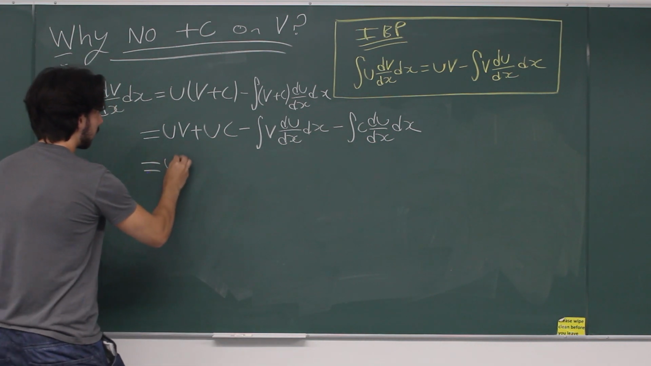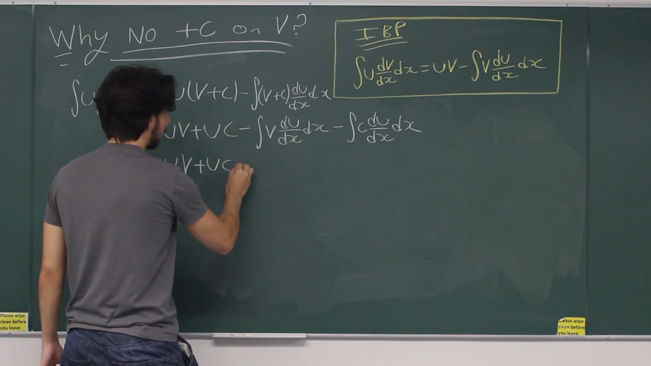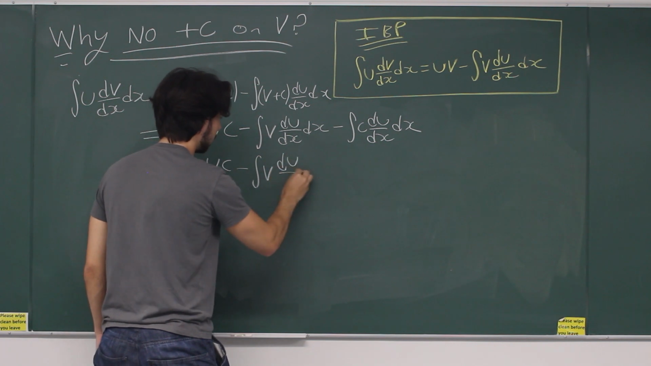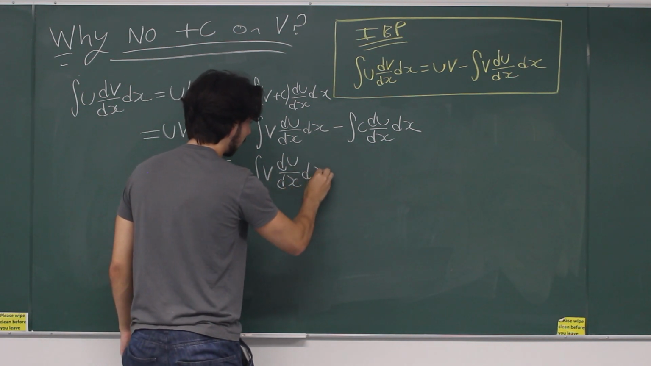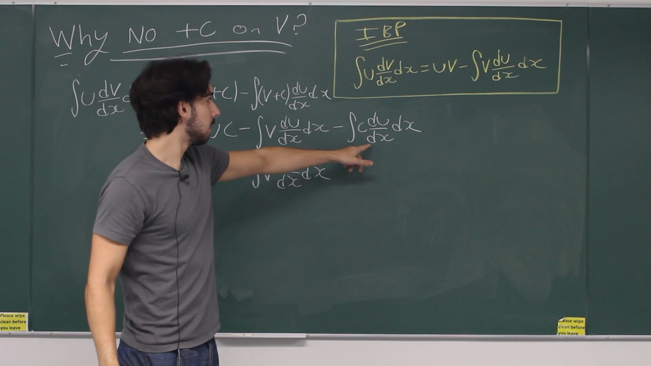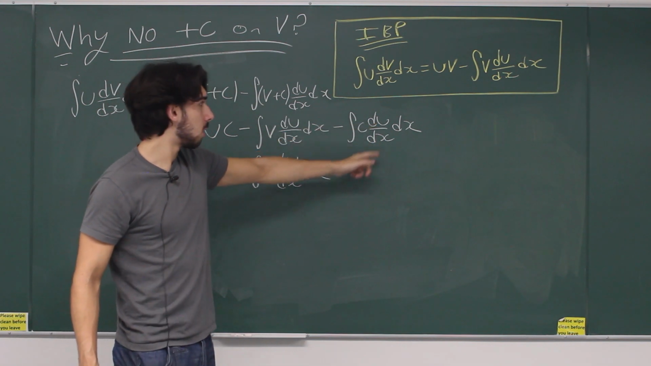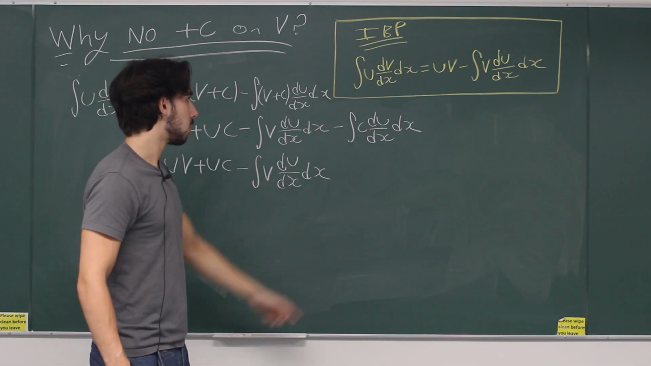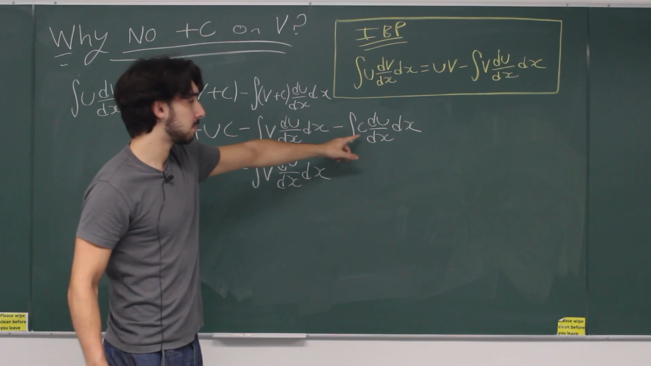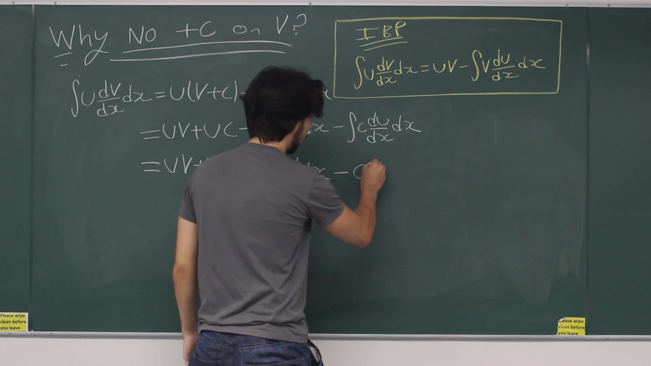And then we can do something with this integral here. So this integral I'm leaving. I'm just going to keep it as the integral of v times du/dx with respect to x. That's fine. I don't want to touch that. But this integral is going to simplify very, very nicely because we're integrating the derivative of u with respect to x with respect to x. So du/dx integrated is just u, and it's being multiplied by c. So this is going to be minus c times u.